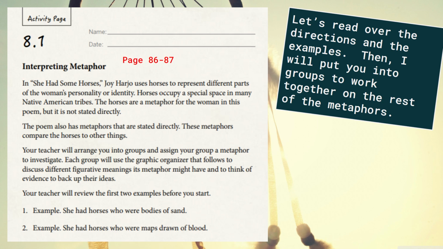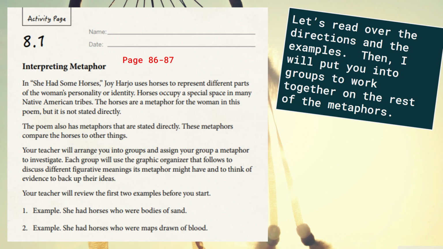On page 86, we can read together. It says, in She Had Some Horses, Joy Harjo uses horses to represent different parts of the woman's personality or identity. Horses occupy a special space in many Native American tribes. The horses are a metaphor for the women in this poem, but it is not directly stated. The poem also has metaphors that are stated directly. These metaphors compare the horses to other things. I'm going to stop there because the rest of those directions are actually going to change a little bit for us in this station.